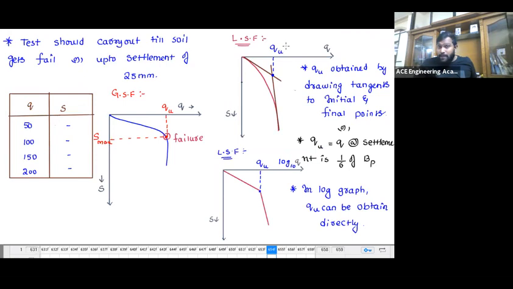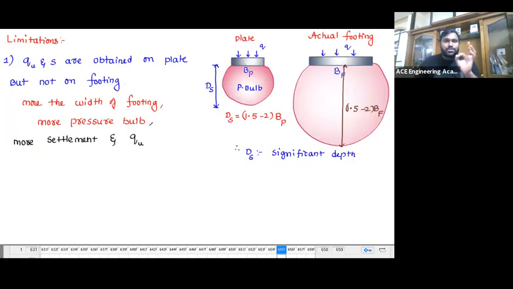They are under the plate. So now I have to do correction. This is the biggest limitation. So corrections are to be done for the ultimate bearing capacity and settlement.